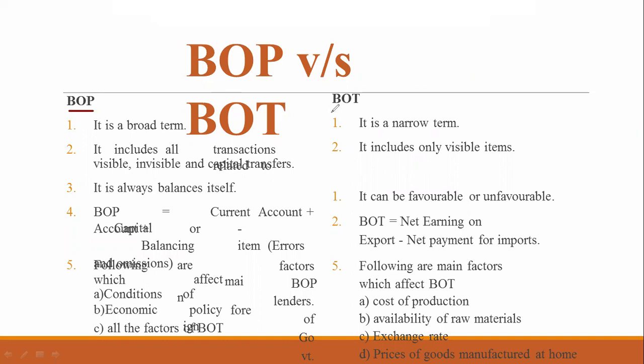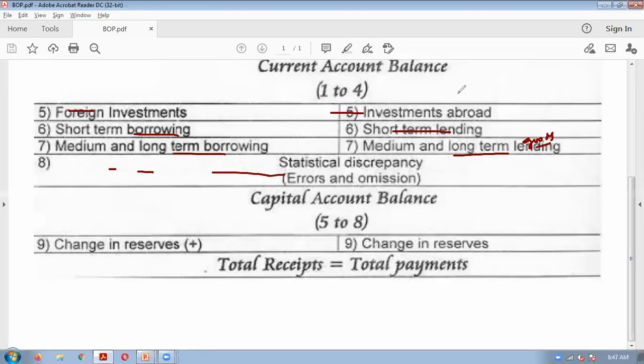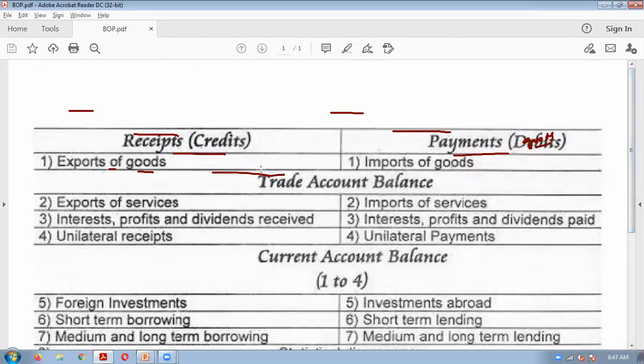Balance of payment, balance of trade. So balance of payment is a broad term, because it will include all transactions: visible, invisible, capital transfers, etc. Okay. And balance of trade is a narrow term because it will include only visible items, only goods. The difference between import and export of goods will be balance of trade. Just now we have understood. In the statement also we have seen the difference between export and import of goods is only balance of trade.